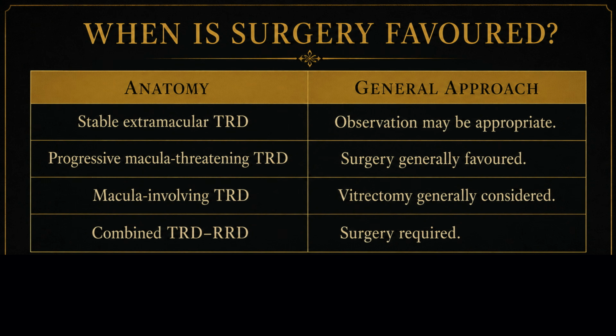So, the practical framework is: in case of a stable extramacular TRD, observation may be appropriate. For progressive macula-threatening TRD, surgery is generally favored. For macula-involving TRD, surgery is generally considered when useful visual potential is present. And for combined RD, surgery is required to address both the mechanisms.